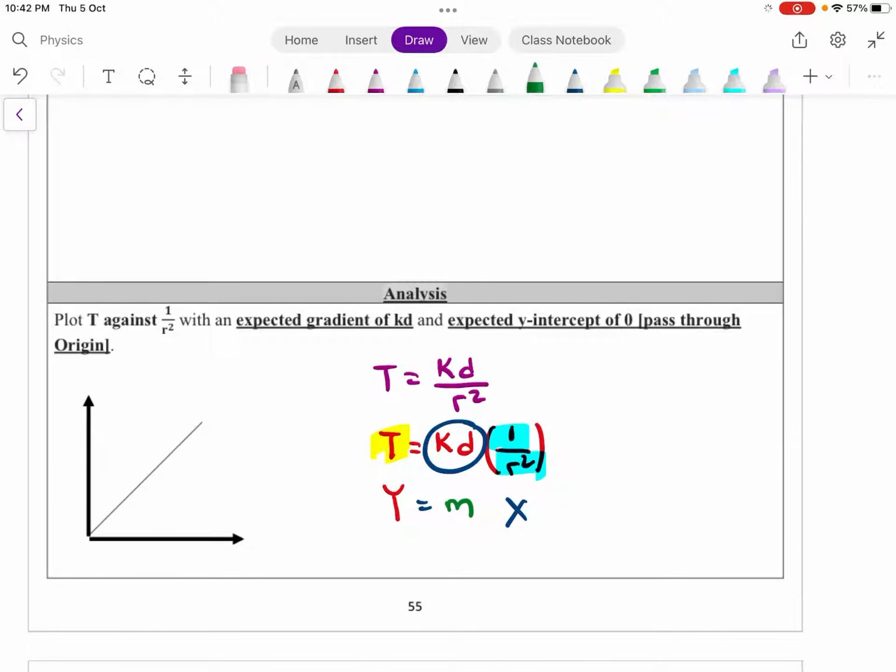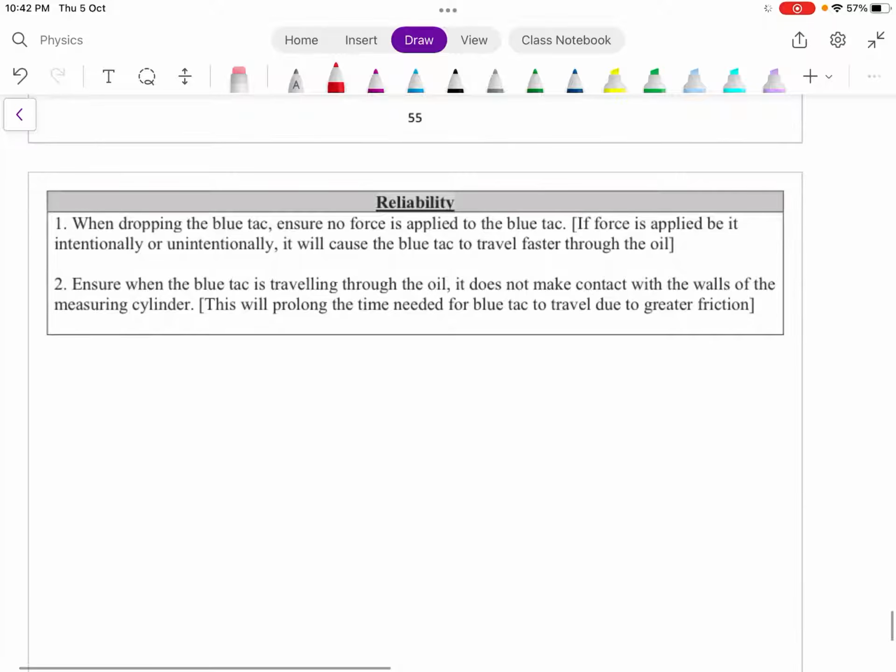So you must tell them what is the gradient, and you also must tell them what is the y-intercept. So they say expected y-intercept of 0. Or you can just say pass through origin, doesn't matter. Same idea, you must sketch the graph. For example, how do I sketch the graph? You plot T here. Of course, you plot 0 here, and you plot 1 over R square here. Alright, okay, so that will be the 2 experiment. So with this, I will move on to the reliability.